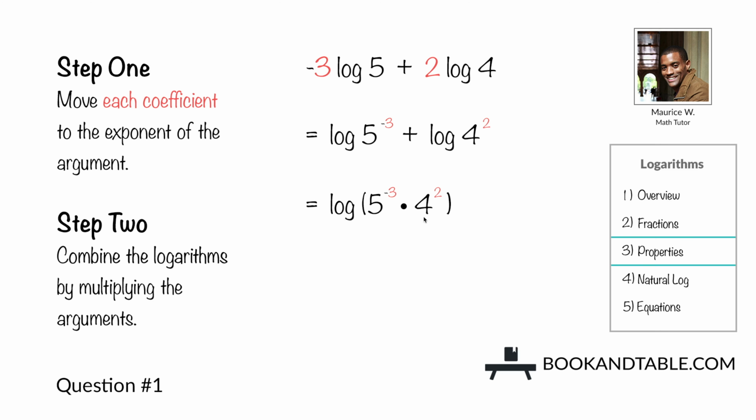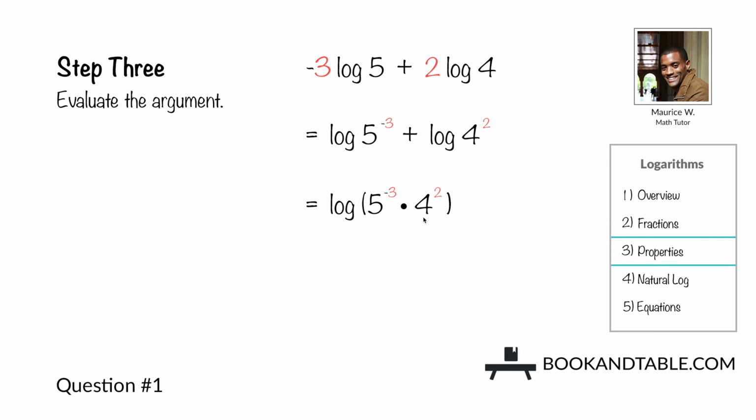And now once we've done so, we can evaluate this argument. So we can move this term with a negative exponent to the denominator and make the exponent positive now, leaving us with the log of 4 squared divided by 5 cubed. 4 squared is 16, and 5 cubed is 125. So we find that negative 3 log of 5 plus 2 log of 4 can be combined to give us the log of 16 divided by 125.